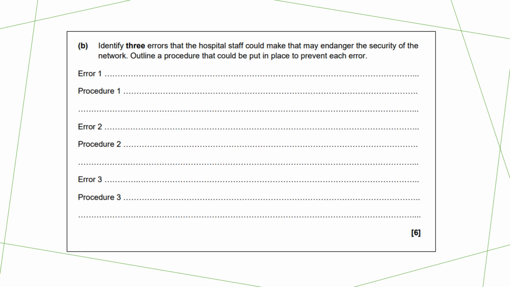So have a little think about the question, try and write in the errors as a minimum, and then see if you can think about any procedures as well. We'll go over the mark scheme for A and B now.